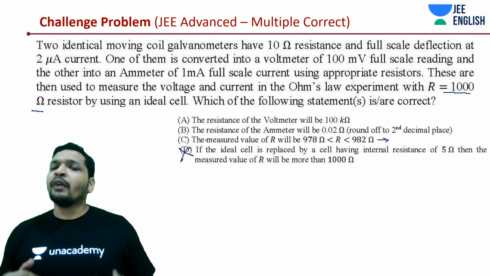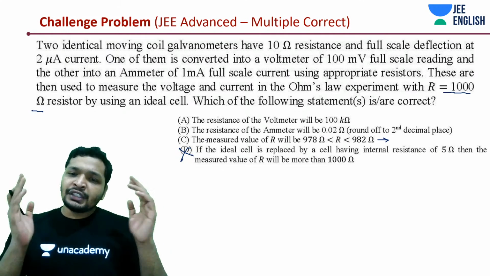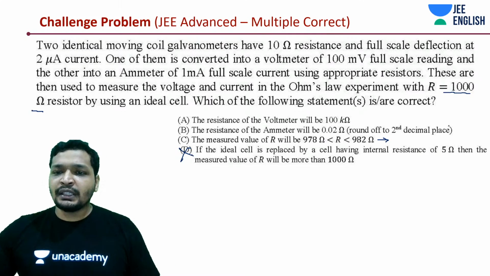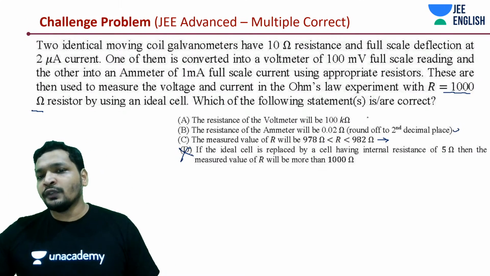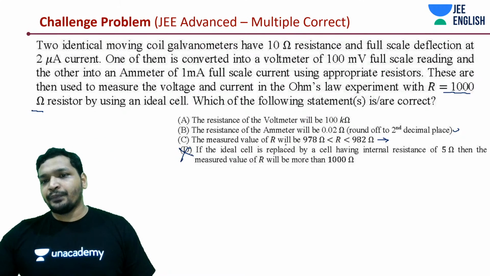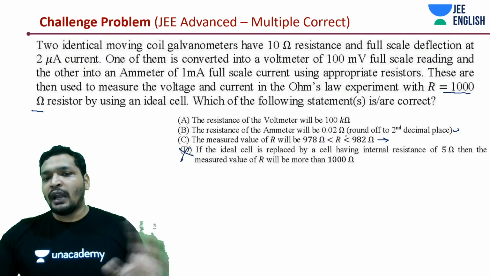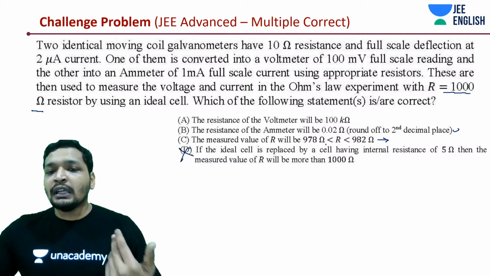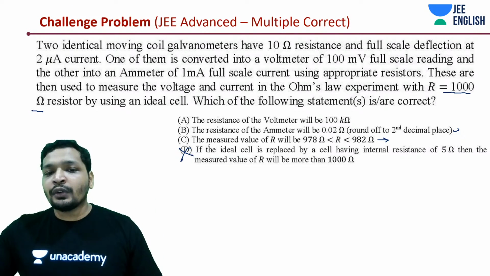Now within ABC you have to analyze. Definitely you have to find out the shunt resistance to understand whether B is correct, and you need to find out the resistance of the voltmeter to understand whether A is correct, and then you will analyze for R. Then you'll aptly get the value of R, because they're asking you the measured value of R. Let me correct myself.